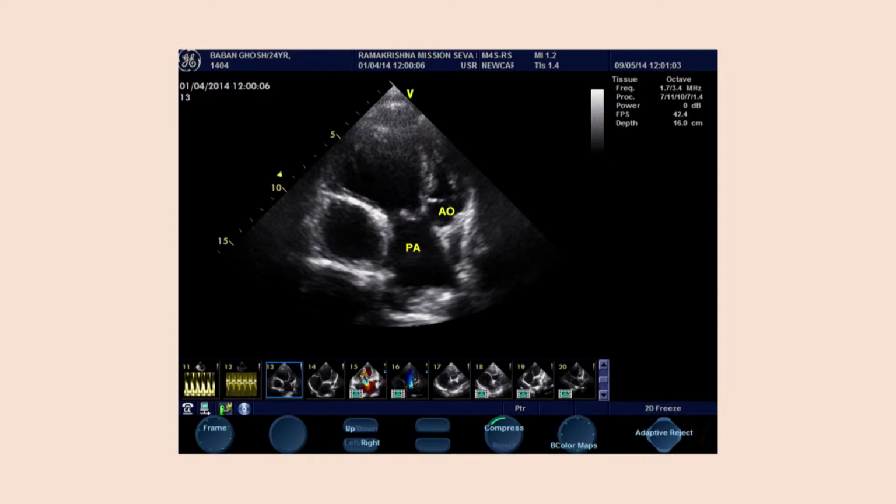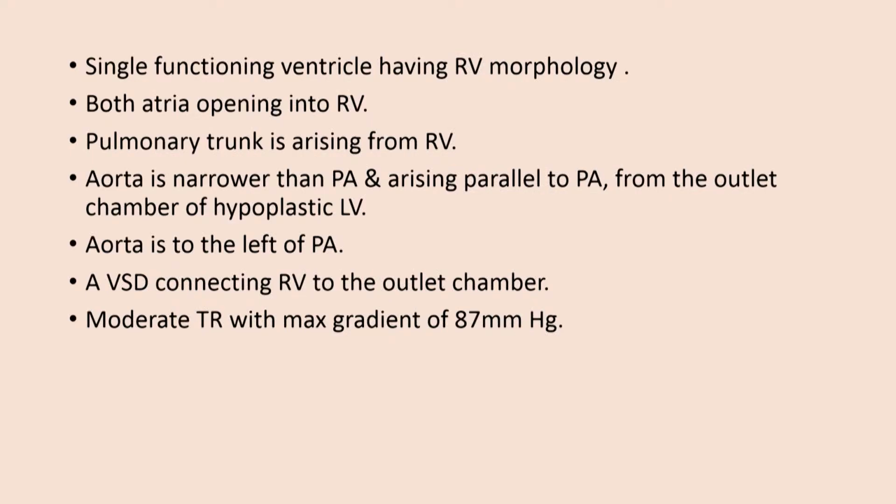So this is a very rare case of single functioning ventricle having RV morphology, both atria opening into RV, and the pulmonary trunk arising from the right ventricle. The aorta, which is narrower, is in fact arising parallel to the pulmonary artery from the outlet chamber of the hypoplastic LV, and the aorta is to the left of the PA. A VSD is connecting the RV to the outlet chamber, and the TR gradient is around 87. And this patient was surprisingly asymptomatic when he presented to us in our OPD.